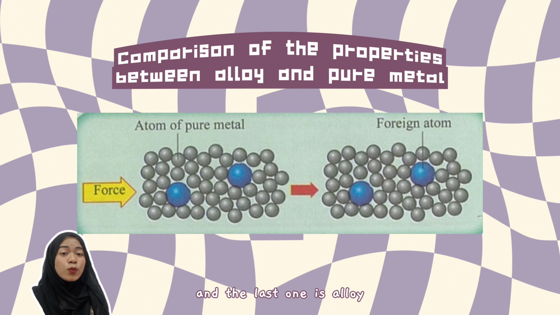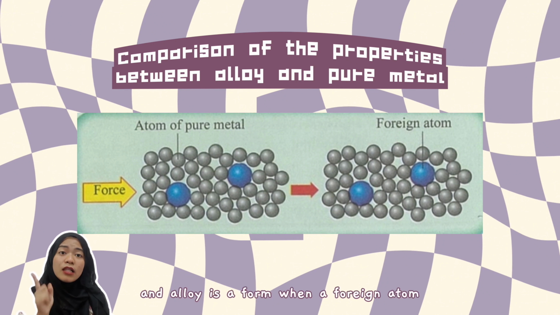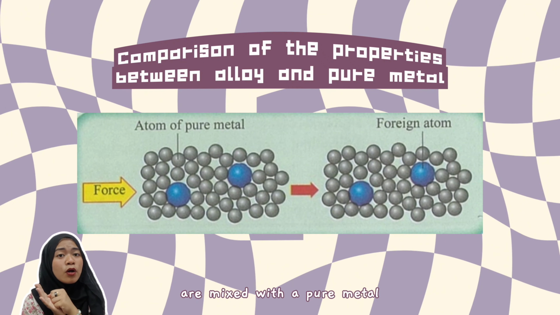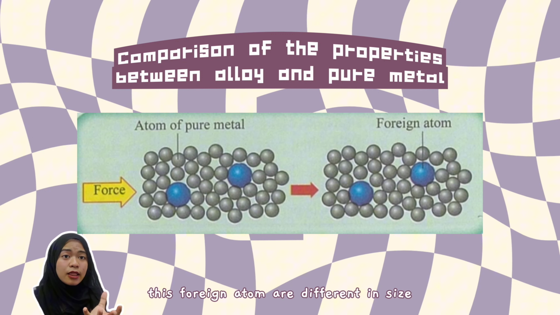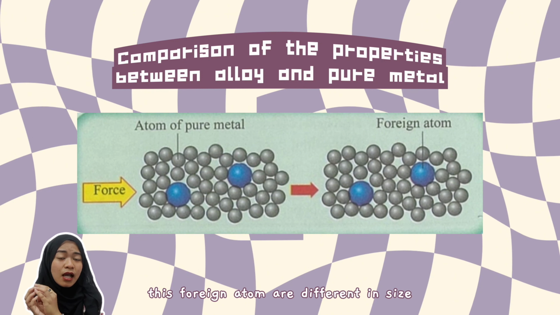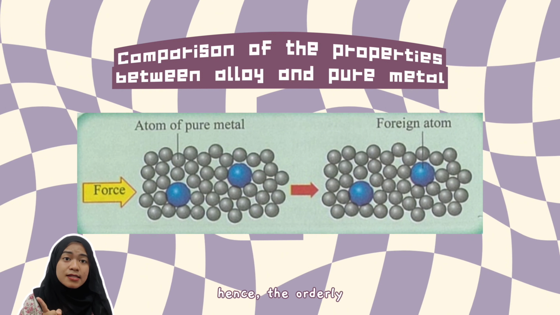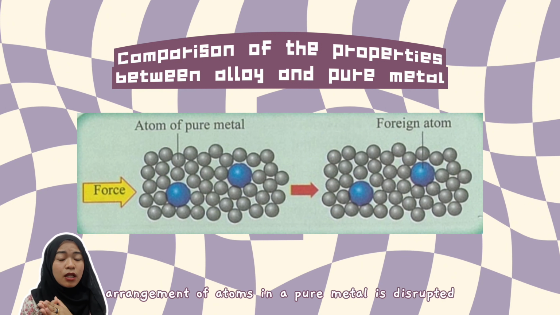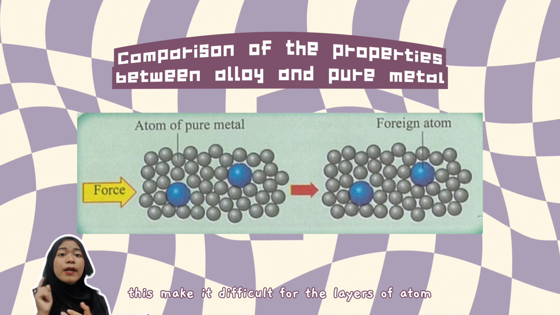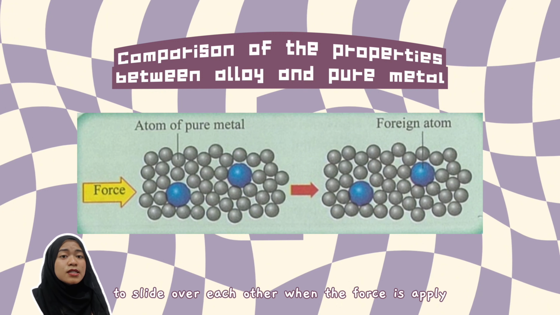And the last one is alloy. An alloy is formed when foreign atoms are mixed with a pure metal. These foreign atoms are different in size compared to the atoms in the pure metal. Hence, the orderly arrangement of atoms in a pure metal is disturbed. This makes it difficult for the layers of atoms in an alloy to slide over each other when force is applied.